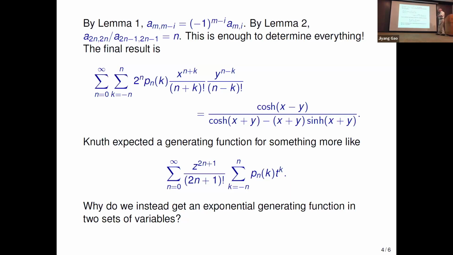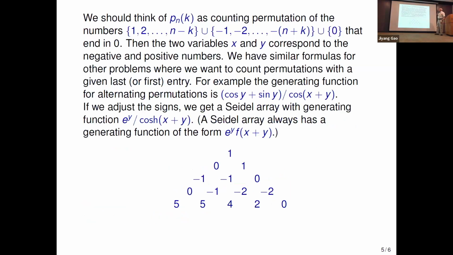Well, I'm going to say a little bit about that by just giving some other examples where you have something similar. So the way to think of it that explains why we have an exponential generating function in 2 sets of variables is we think of counting permutations of a union of 2 kinds of numbers. These numbers from 1 up to n minus k, these positive numbers, and these negative numbers that end with 0. So I'm shifting things a little bit. And then the 2 variables x and y correspond to the negative and positive numbers. So it's like we have 2 different kinds of sets of labels. And that's why we have a 2 variable generating function.